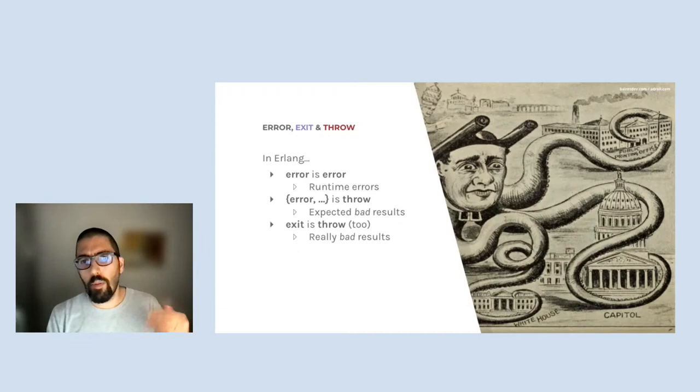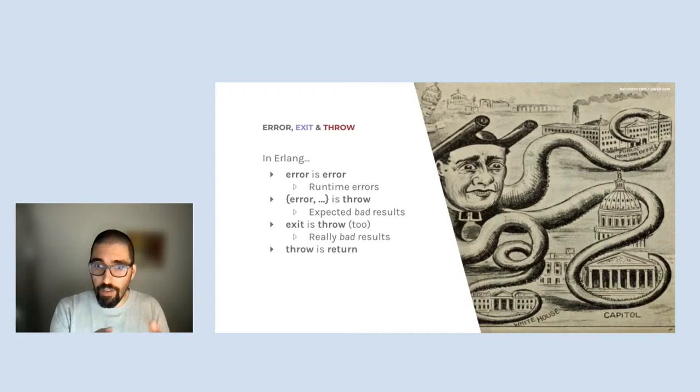But then there is another thing. What happens when you want to return from a function before finishing the evaluation of it? That's when you use throw. Throw was created for non-local return.